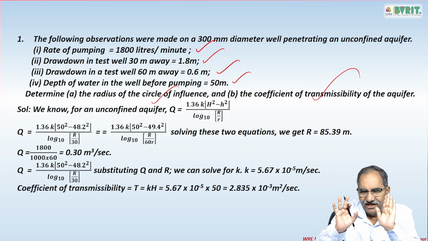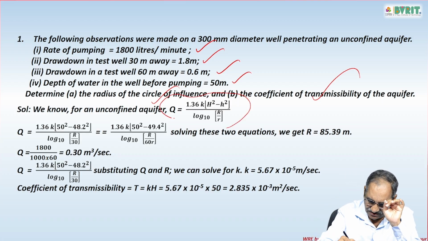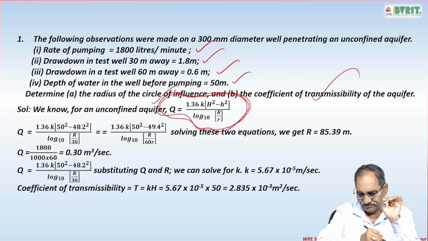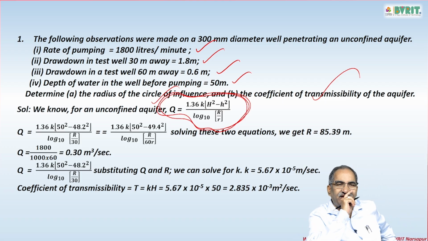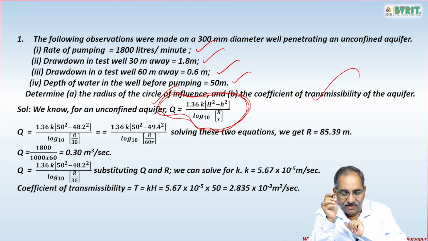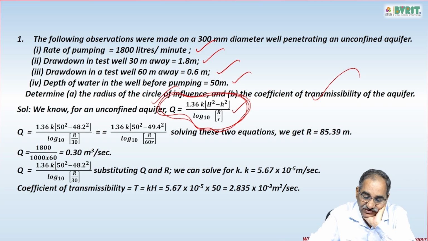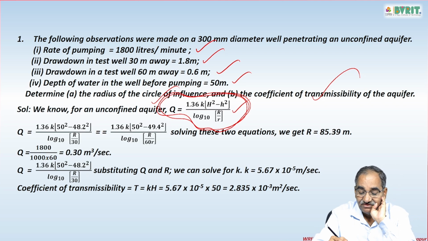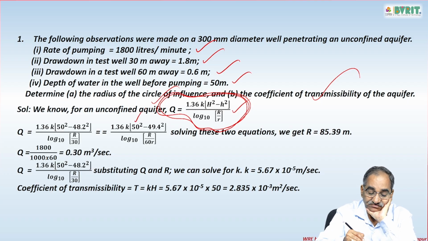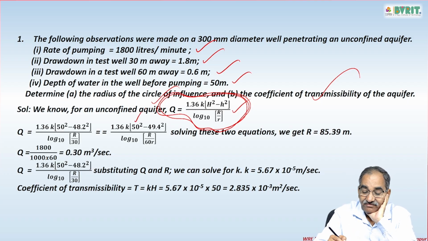Remember that the only equation that we have is this. Any manipulation in the unconfined aquifer, you have to do only with this, no other alternative. So I took the same thing. Now I started thinking, what should I do? So initial H, anyhow he has given 50. And if I take, for example, H at the well, I don't know what the small h value is.